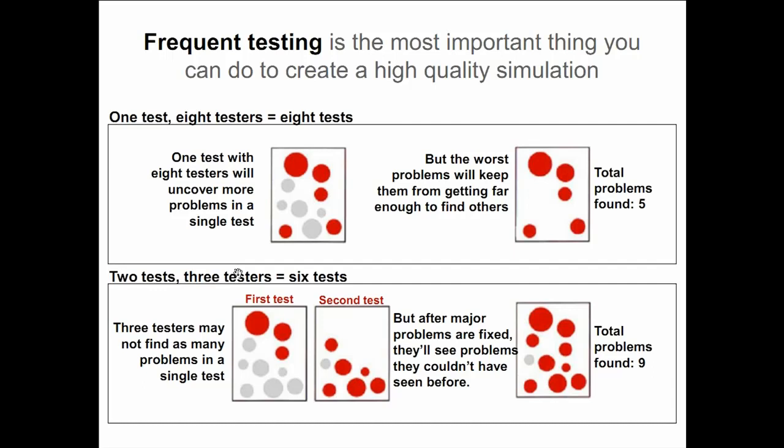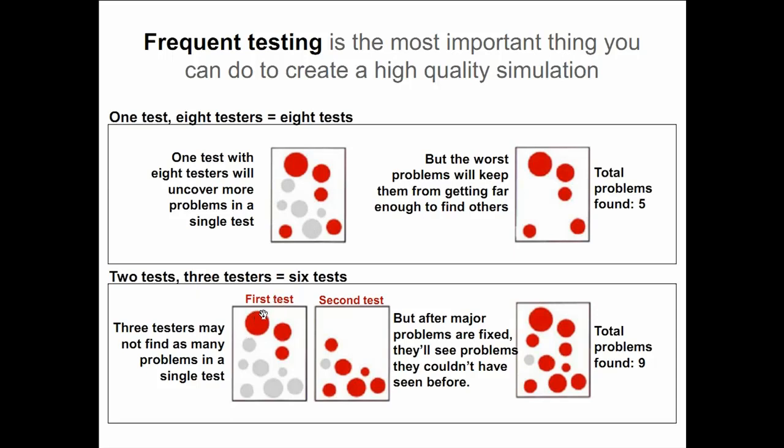This is an illustration from a book on testing, to illustrate the point that doing frequent testing makes a big difference compared to doing one big test. So here's an example of 8 testers with one big test. You bring in 8 testers, and they find a few problems. They're able to identify them, but the worst problems hang them up, and they can't find these subtler, smaller problems.